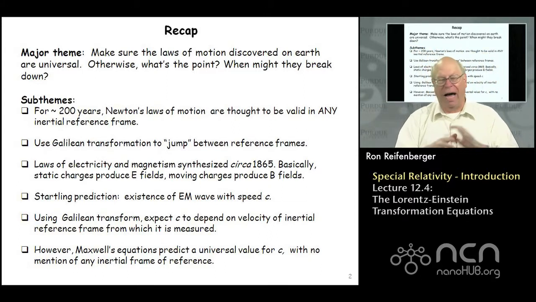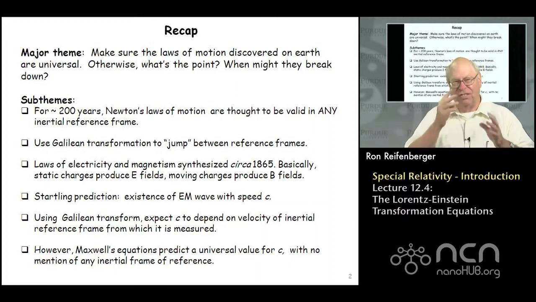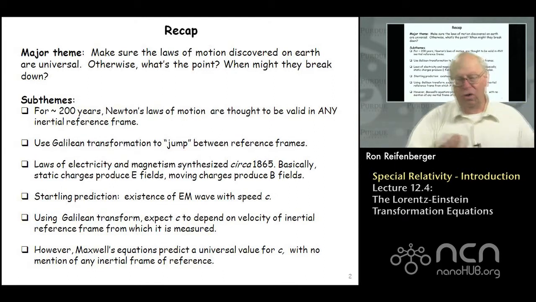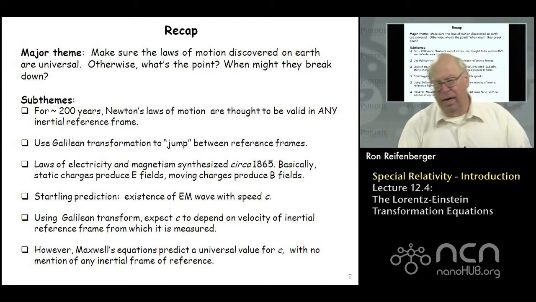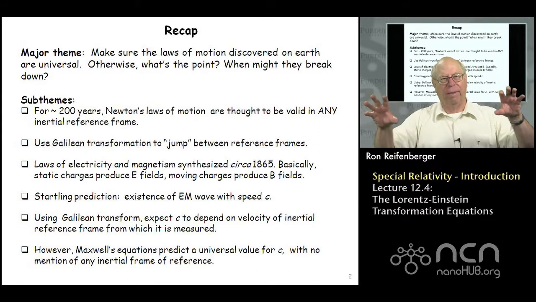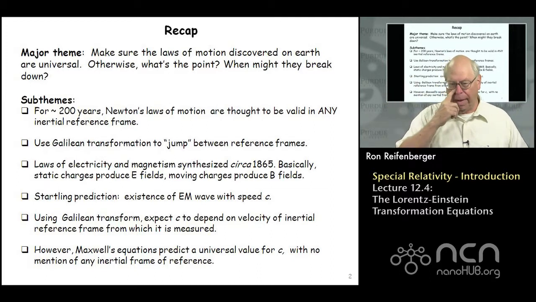Now, in around 1865, the laws of electricity and magnetism were finally synthesized in the form of Maxwell's 4 equations. And basically, I mean, this isn't entirely true, but basically, the idea was that if you have a charge that's static, that charge is going to produce electric fields. And if you have a charge that's moving, in other words, you have a current, that current is going to produce magnetic fields. And the feeling was that the electric field and the magnetic fields were completely different phenomena. They were just 2 separate topics in a branch of physics called electricity and magnetism.